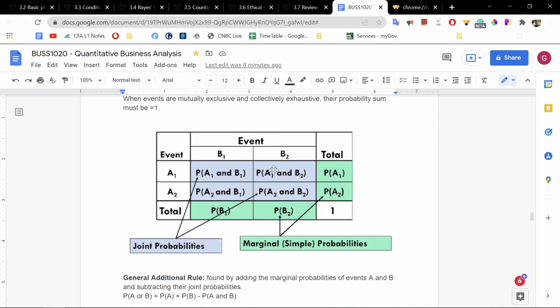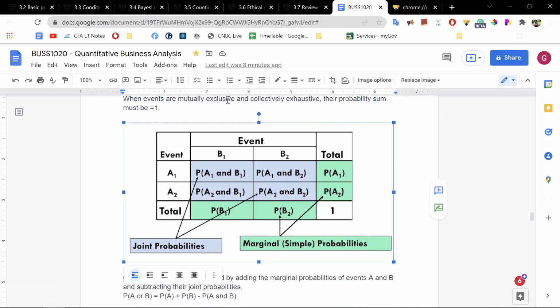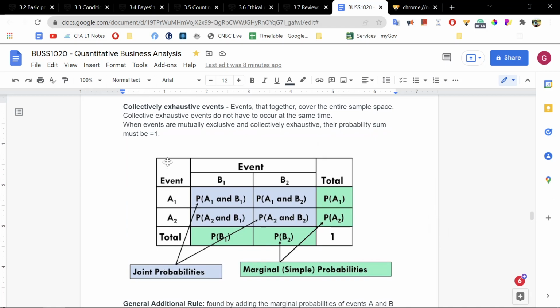Let's look at this table right here. We have event A occurring on the vertical axis, and event B occurring on the horizontal axis. The probability of event A1 happening with B1 is here. Event A2 and B1 is here. B2 and A1 is here. A2 and B2 is here. Now if we add these two together, we will get this. If we add all the greens together, then we'll get 1.